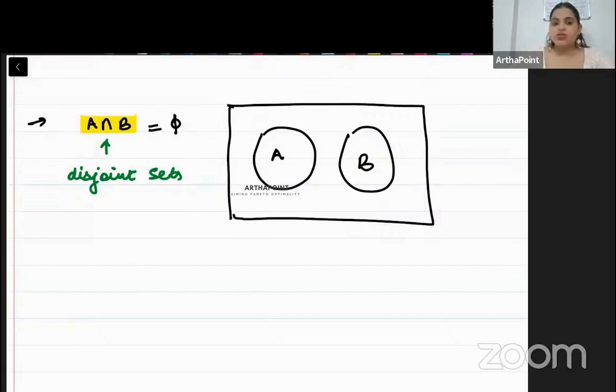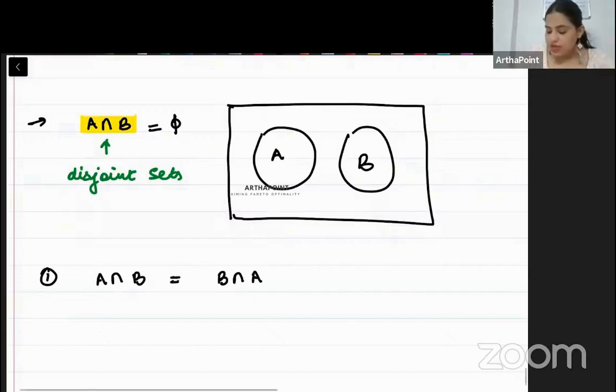I hope this is clear to you. There are some properties of intersection also. Okay, so the first property, whether you do A intersection B or B intersection A, बेटा काम तो सेम ही कर रहे हो कि A और B के बीच का common part निकाल रहे हो. So whether you do A intersection B or you do B intersection A, you are doing the same thing, and this is known as the commutative law.